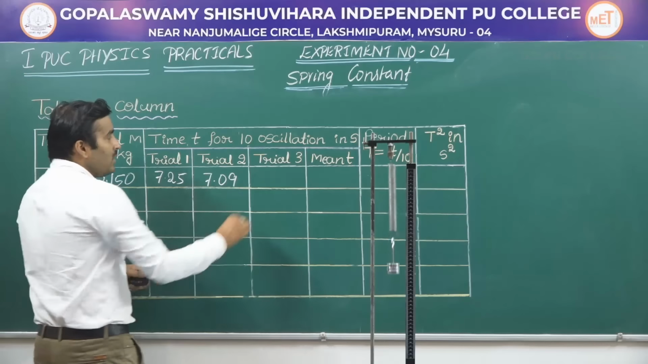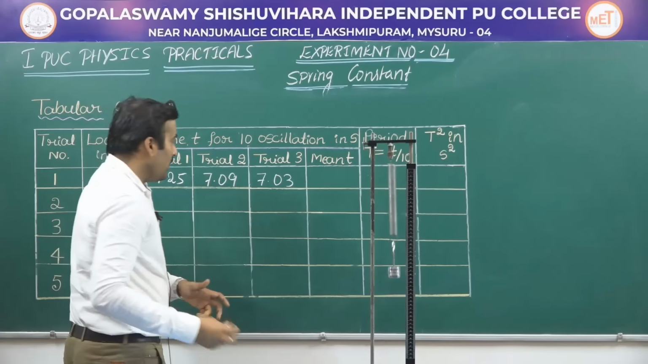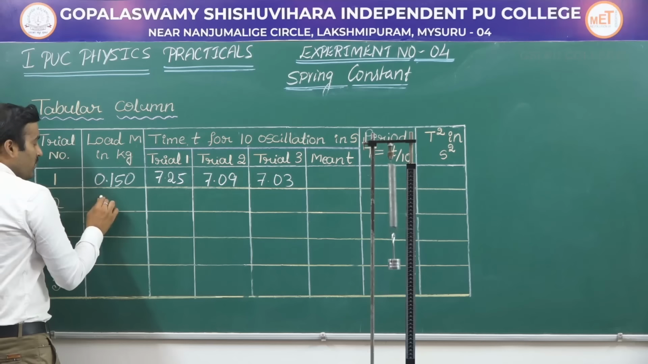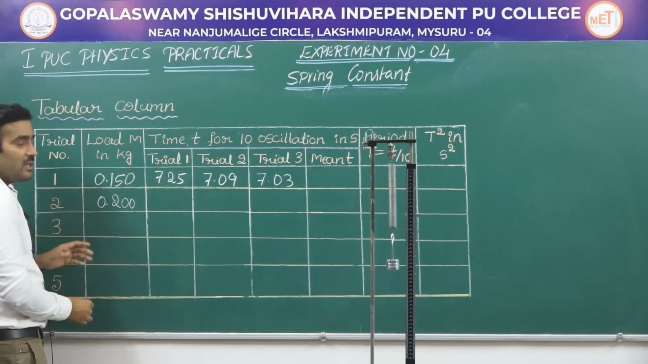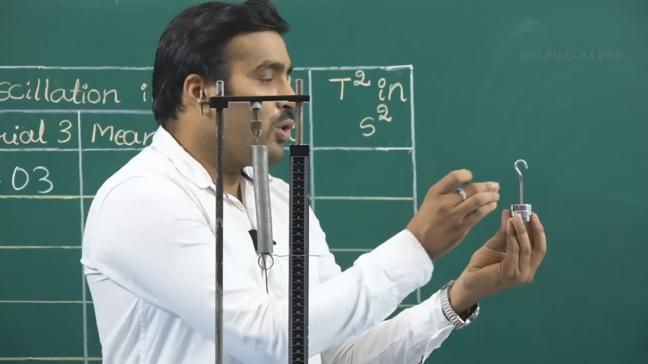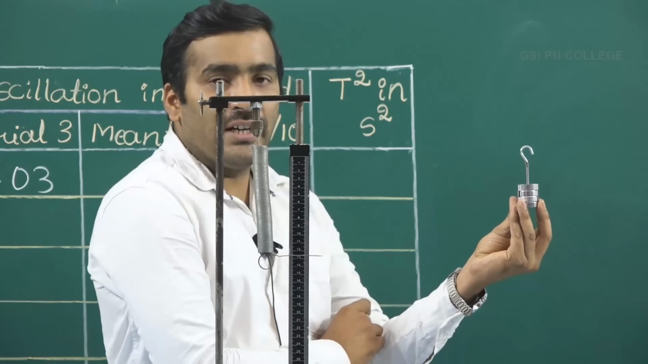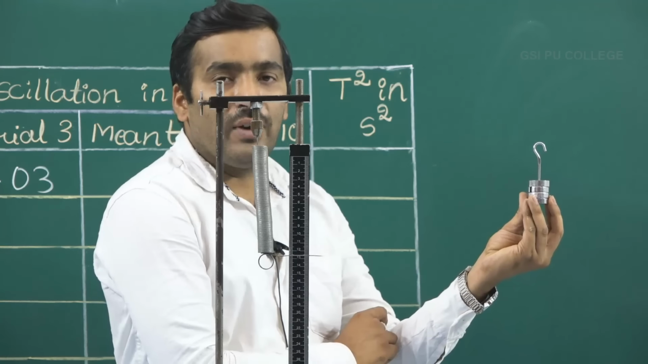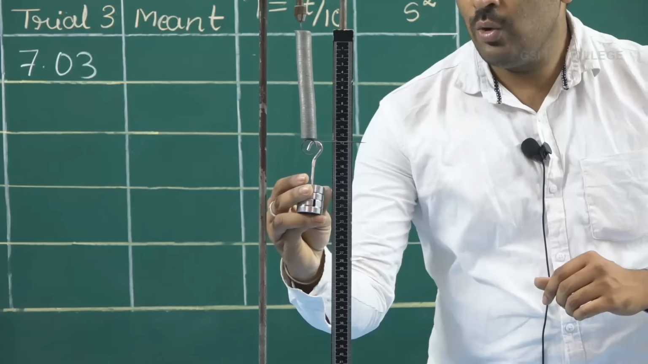So for the third trial, the time taken is 7.03 seconds. Now for the next load, the load will be 0.200 kg. We should add 50 more gram. How do you do this? Now I am adding 50 more gram so that the total load will be 200 gram. If you write that in terms of kg, it will be 0.200 kg. Now let me attach this load.